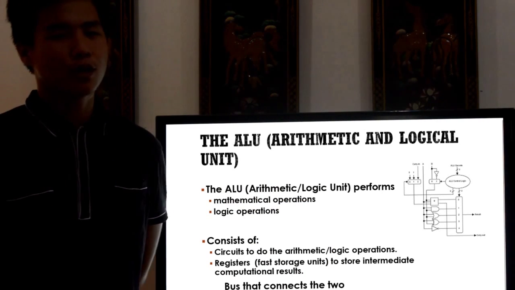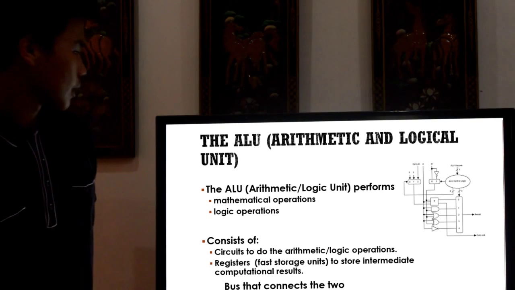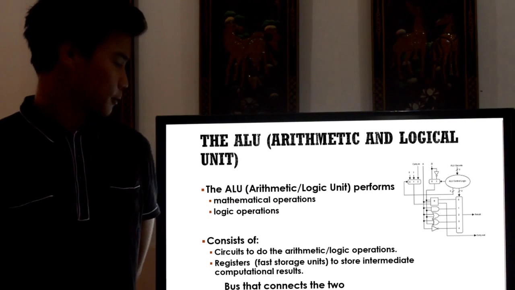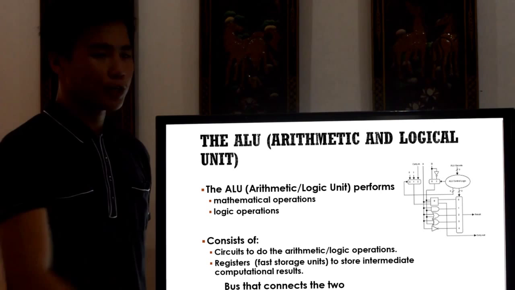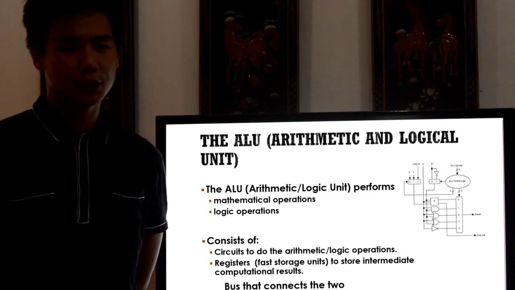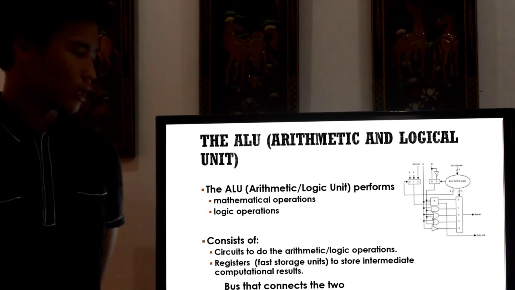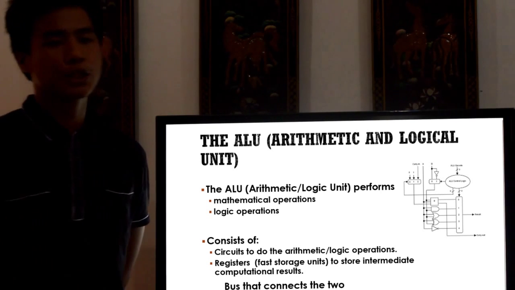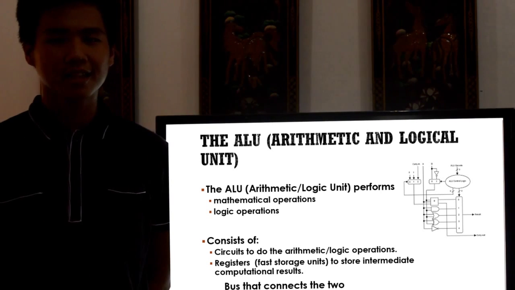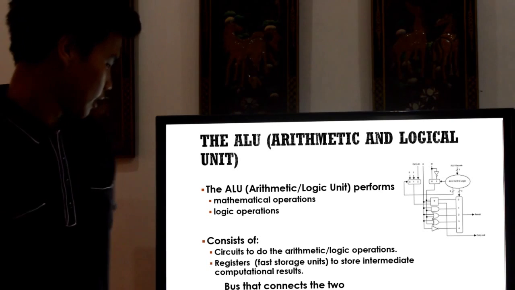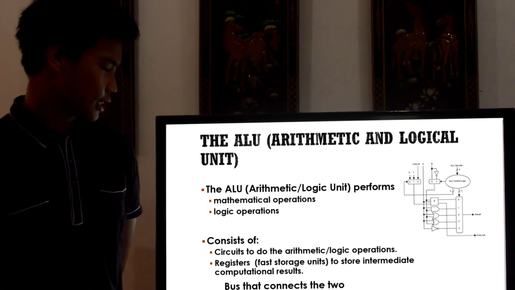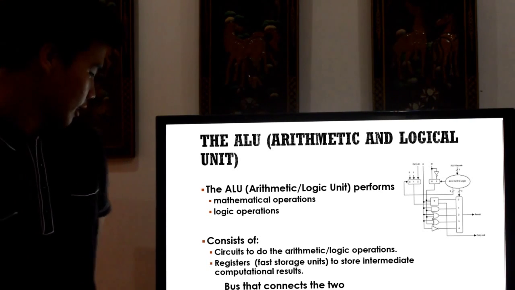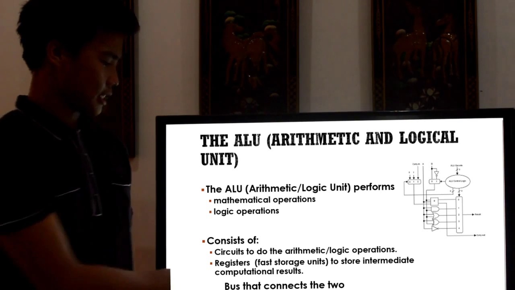The ALU, or the arithmetic logical unit. The ALU performs mathematical operations like addition, subtraction, division, and multiplication, and also logical operations like less than, more than, equals, and or. It consists of circuits to do the ALU operations, the registers, and the bus that connects the two.